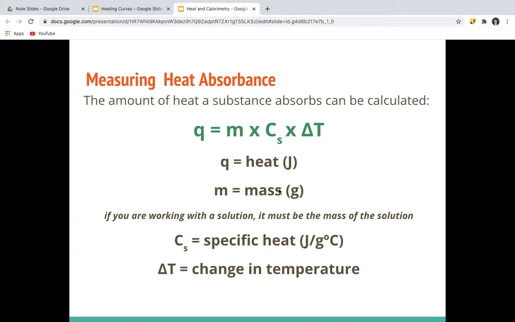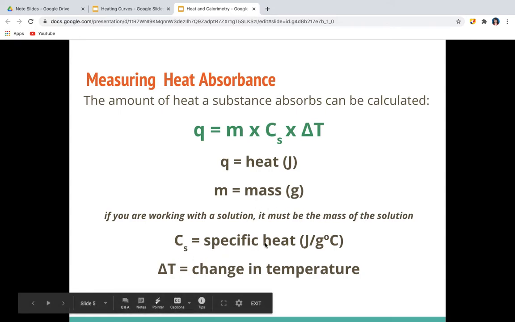M is mass. That's going to be measured in grams. If we're working with a solution, which we will be, it has to be the total mass of the solution. So you have to add up the solvent and the solute masses. Okay, C is specific heat. That's measured in joules per gram degrees Celsius. You will always be given it. And delta T is the change in temperature.